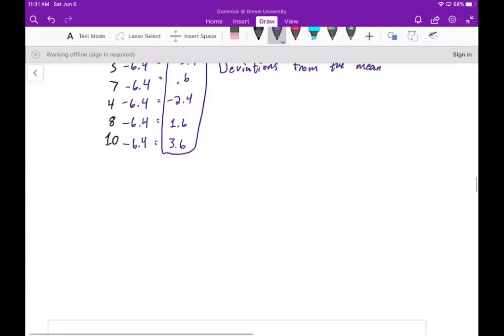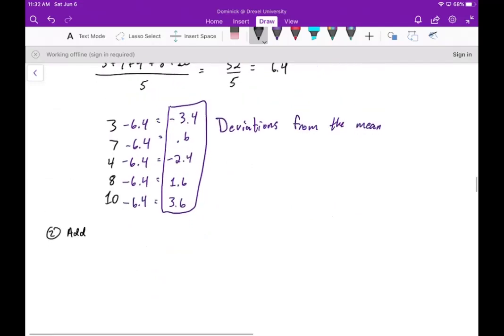So now in the next step, we add all these together. Sorry, we don't add them yet. We square them first. So square all these so that they're all positive numbers. So if I square 3.4, I'm going to get 11.56. Right, that was negative 3.4 squared.